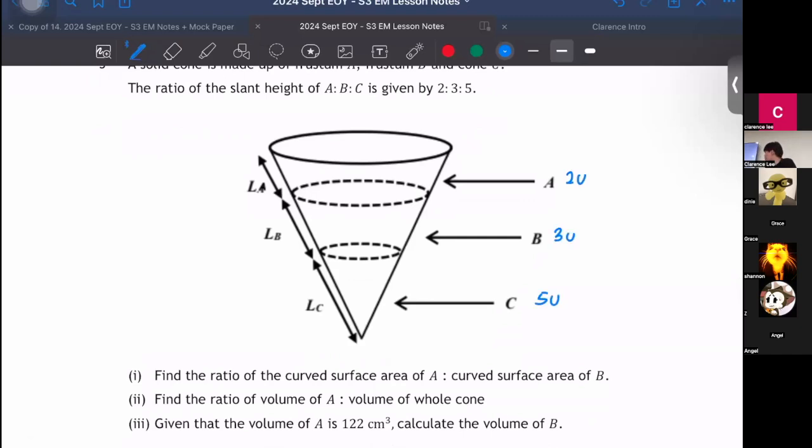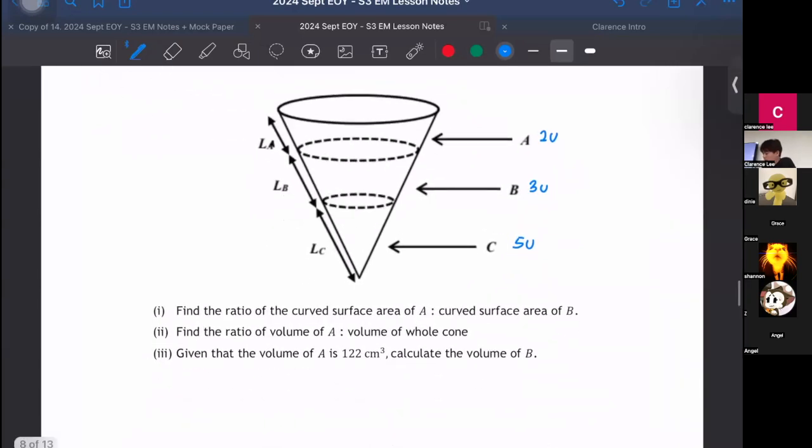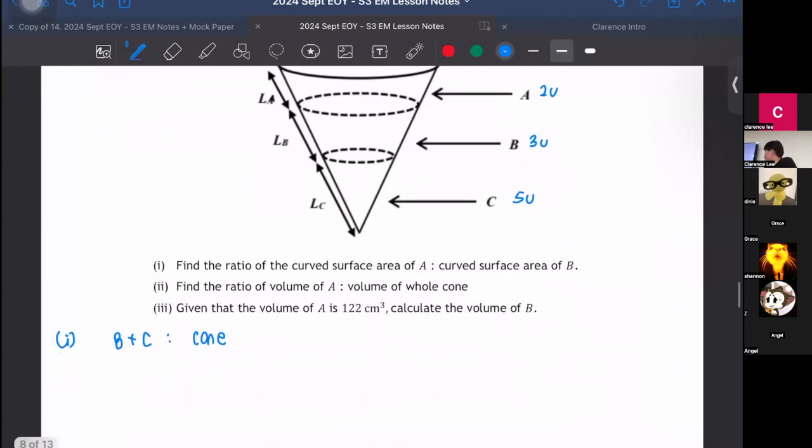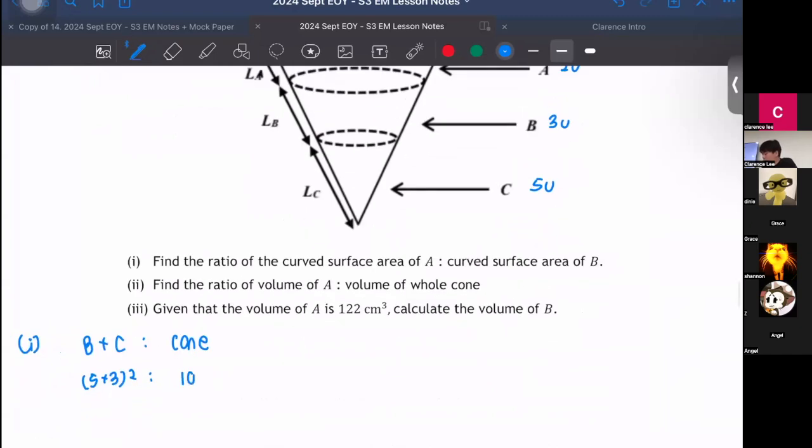So we want to focus on my ratio of cones because we only can use the ratio of similar figures. First thing first, we're going to find my area of B plus C is to my entire cone. So B plus C gives me 8 units for my length because it's 5 plus 3, right? So what you will get is 5 plus 3 square is to 10 square, because my cone is 5 plus 3 plus 2. So this will actually simplify into 8 square over 10 square. You actually get 16 is to 25.